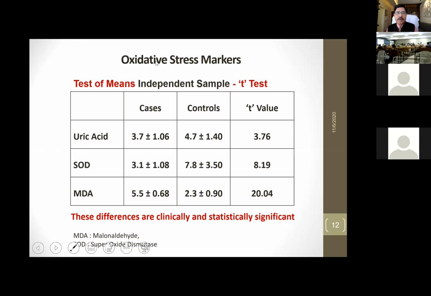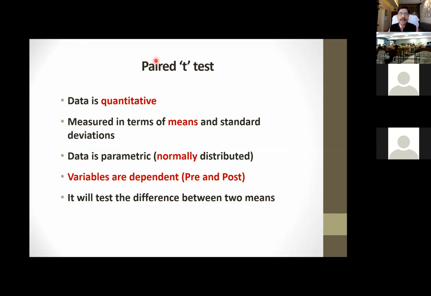We did an unpaired t-test of independent samples because these are done on cases and controls, which are not the same subjects. Cases are separate, controls are separate, and they are not the same group. They are independent groups. So do an independent t-test. Then what is called a paired t-test?